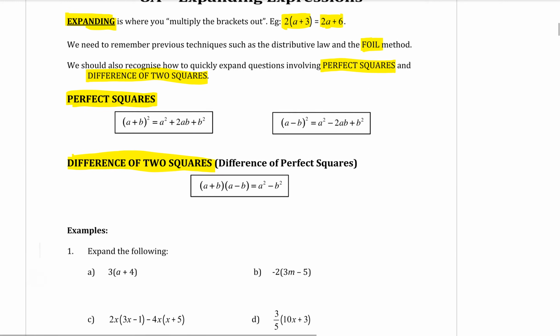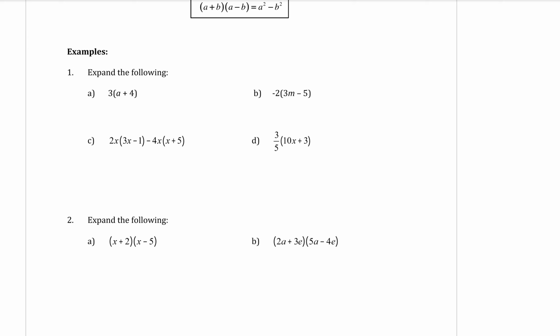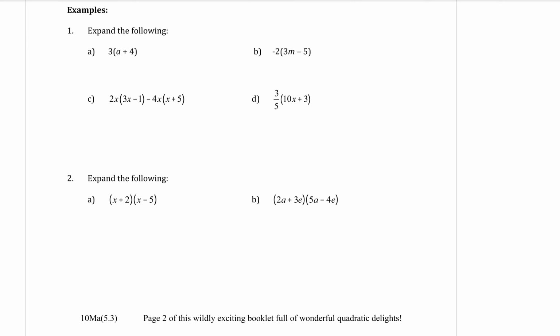Let's do some practice questions down here. Example number 1, expand the following. You're going to have a mixture in here. You're going to have some distributive law, and then we're going to do some harder FOIL type questions afterwards. Question 1 is just the distributive law. If I want to expand that bracket, I want to multiply 3 by a. 3 times a is 3a. And then I want to multiply 3 by a positive 4, which makes a positive 12.